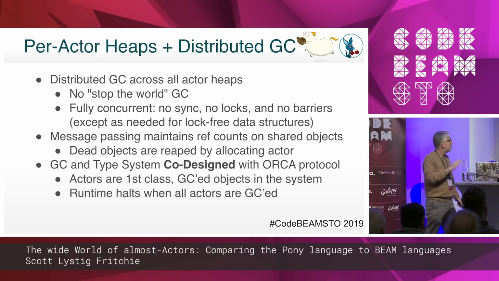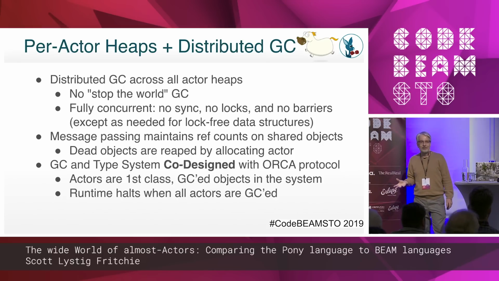So the garbage collector and the type system were co-designed. The name of this garbage collection protocol is called Orca, as in killer whale. So you can look it up online. One of the things is that these actors are first-class citizens, and so they're also garbage collected, and the runtime halts when all of the actors in the system are eligible for garbage collection. Then the runtime automatically shuts down.